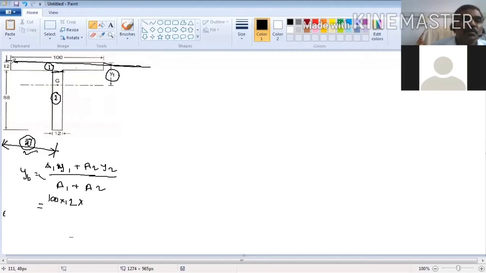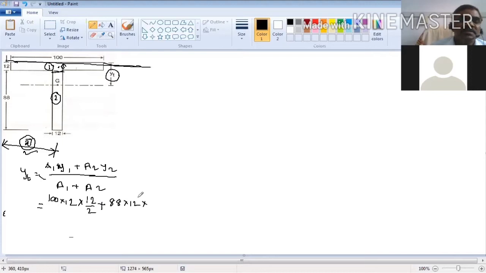So area 1 is this. What will be the center of this area 1? This will be the center. What will be this y distance? This distance will be 12 by 2, because it is a rectangular, symmetrical cross section, symmetrical about the x axis and the y axis. So the center of gravity will be at a distance of 12 by 2, plus area 2, which is 88 into 12.